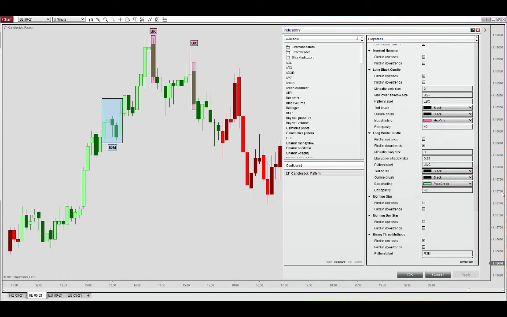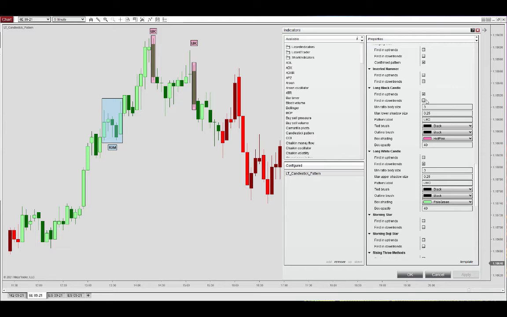You can also set the long black candle to plot in downtrends. So this one would probably qualify depending on the lower wick requirements here. Let's mark it off and see what happens. We see a long black candle plotting here, and we now have it defined as a reversal as well as a continuation pattern. I think for this example, we will just stick with the original reversal condition.